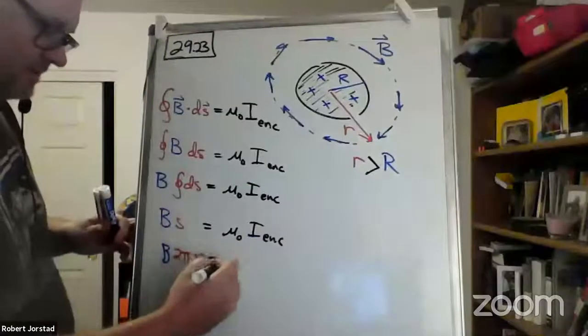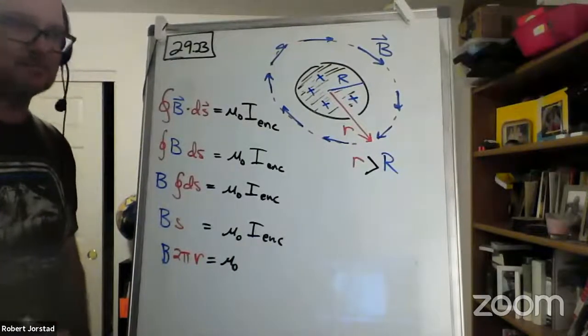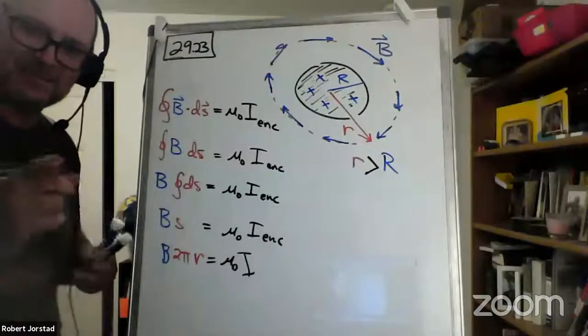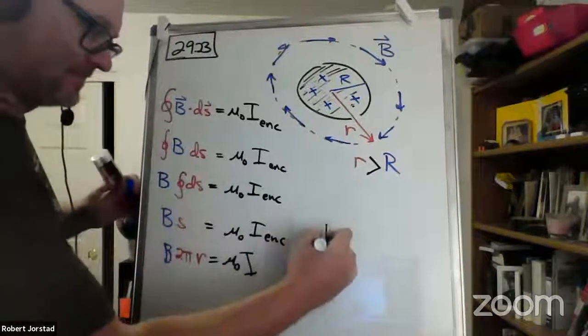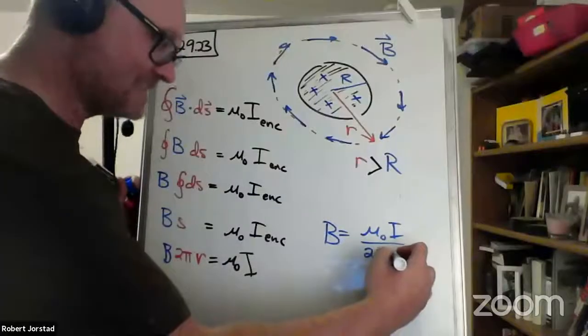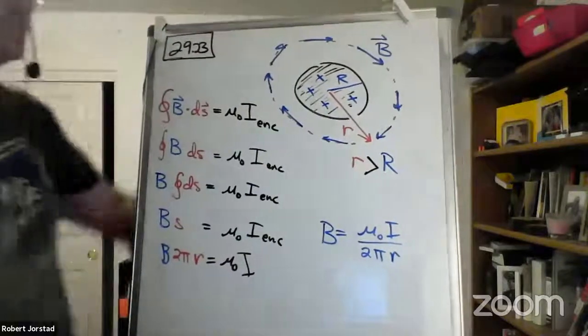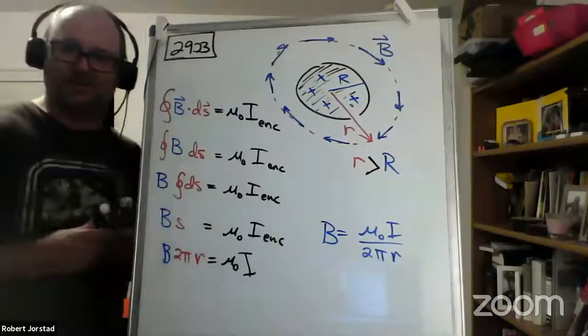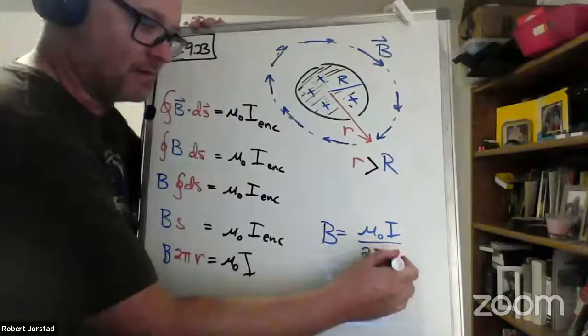Okay, this is equal to mu naught. How much current is enclosed? All of it. Wait a minute. You just told me that the magnetic field magnitude is what? Mu naught I over 2 pi r. Isn't that a lot easier than the Biot-Savart law? Of course, now that we have that memorized. But we're just trying to show that we get the same result as we would have had we done Biot-Savart law.